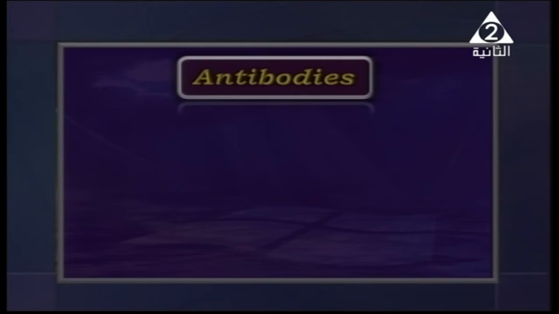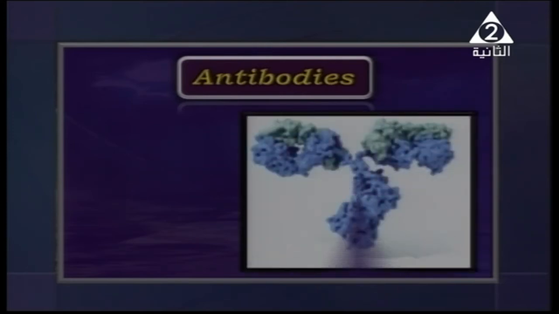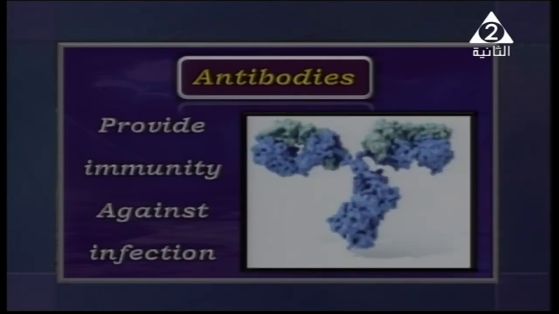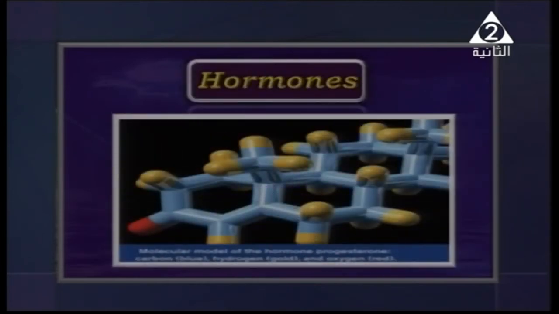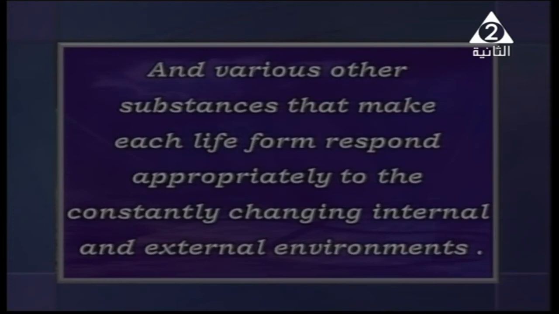Antibodies. Have you ever heard about antibodies? They are the immune system inside our bodies that provide immunity against infection. What is the meaning of this? Antibodies defend the body against microbes, so they protect the body from diseases, and antibodies are formed from proteins. Hormones: various hormones and other substances make each living organism respond to the constantly changing internal and external environment.